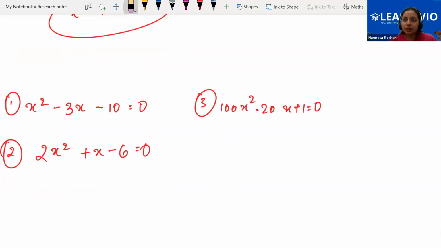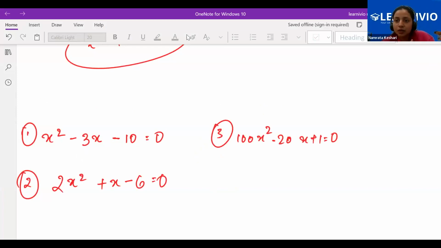Am I audible? I'll be sending you the homework, but along with that homework which I am going to send you, you have to find the values of these quadratic equations also. How? By using the same concept which you were applying in the polynomial chapter, by splitting the middle term.